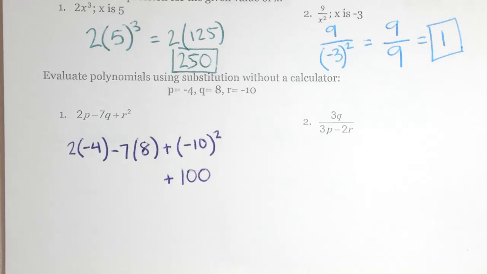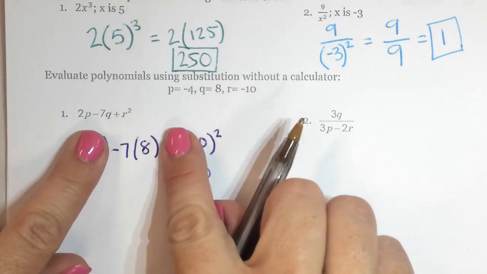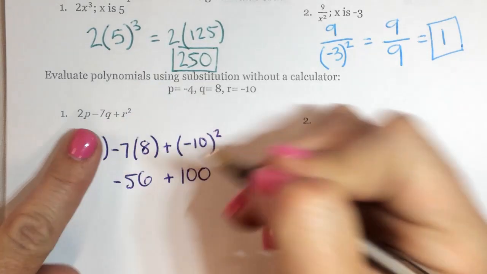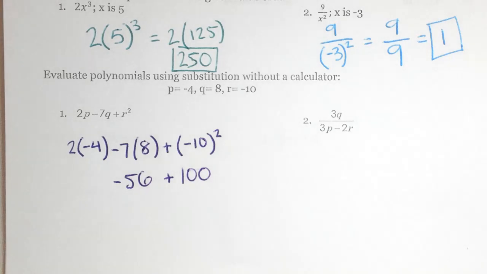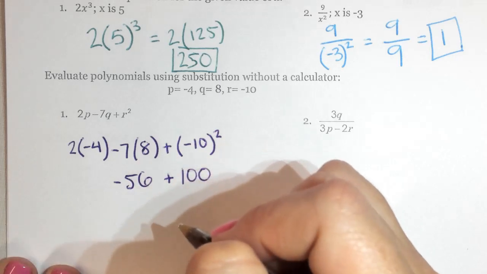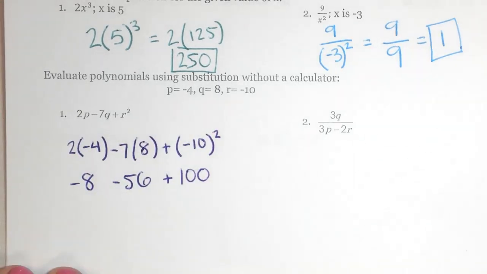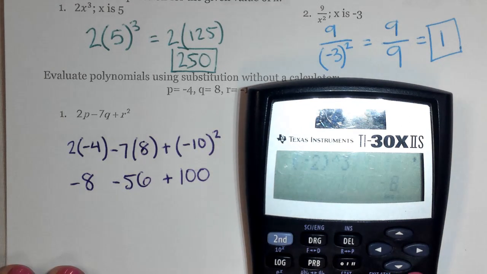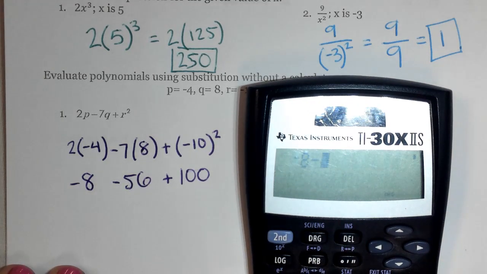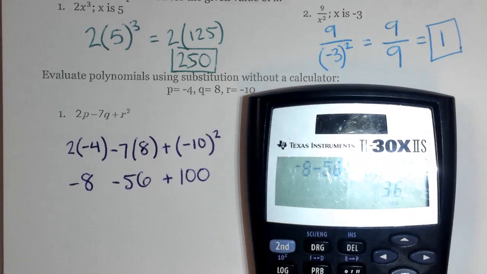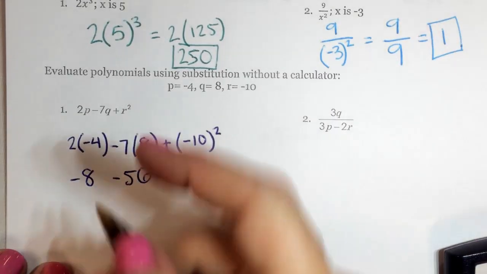-7 times 8? Yeah, the multiplication. What's -7 times 8? -56. What else can I simplify? 2 times -4? Which is what? And last but not least, what do I do? Add and subtract. Can you literally just type this whole thing in your calculator? And what do we get? 36.